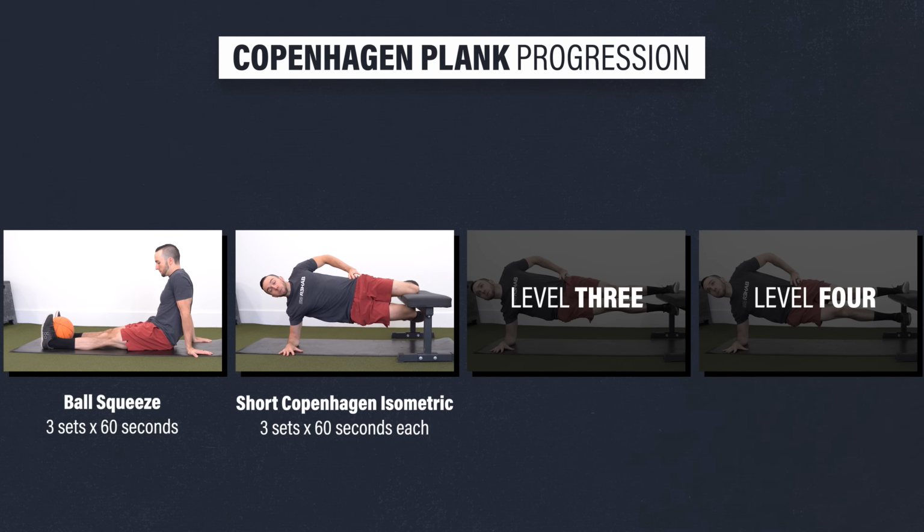Level 2, short Copenhagen plank isometric. Set up in a side plank with your top knee on a bench or chair. If the inside of your knee is sensitive to pressure, you can use a pad or pillow for support.